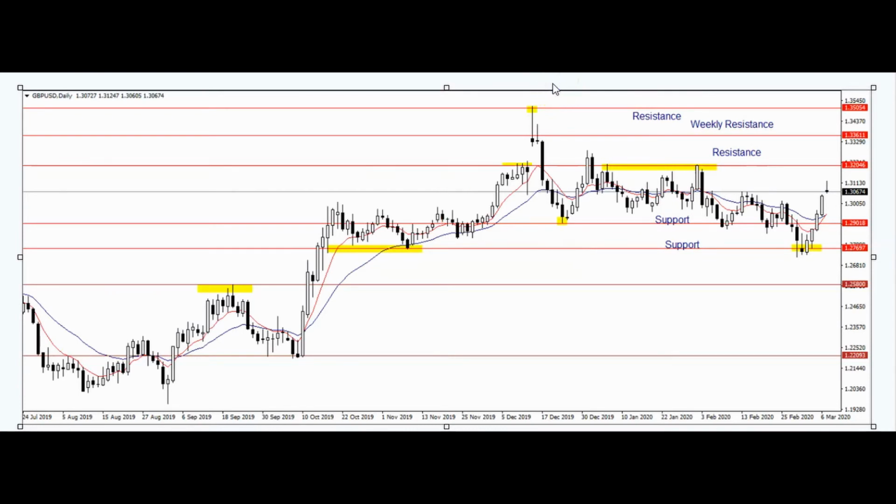So what we're looking to do as traders, we have a couple of options here. We're going to wait for price to present us a signal to either go short, should it be rejected at distance here at 1.32046, or go long if price presents itself here at 1.27697.